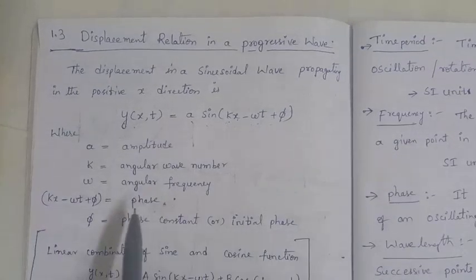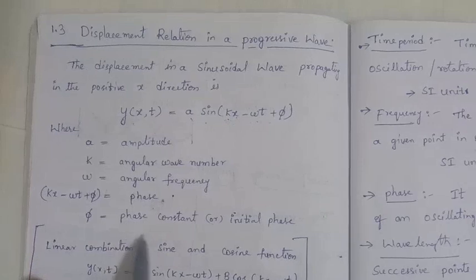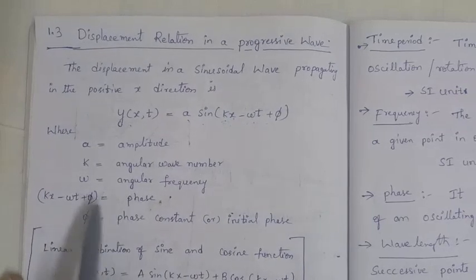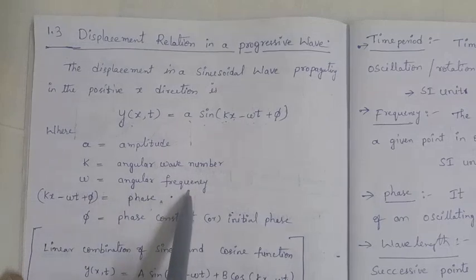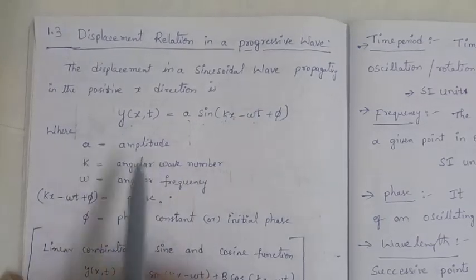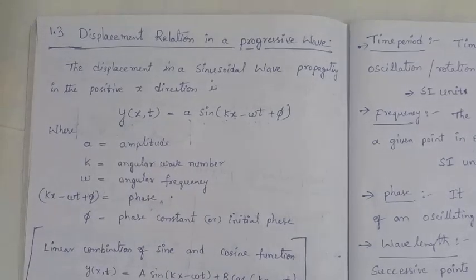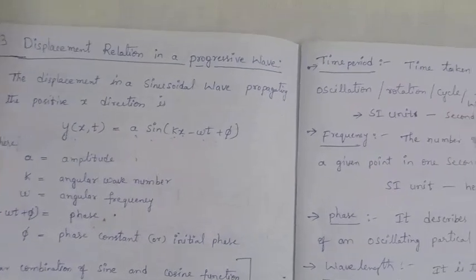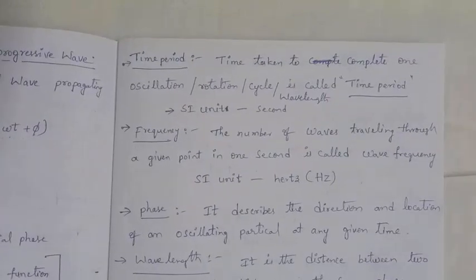So here phi means phase constant or initial phase. This complete expression is called the phase. Omega is equal to angular frequency, k is equal to angular wave number, a is equal to amplitude. So what is the definition of amplitude? The maximum displacement of a vibrating particle from its mean position in either direction is known as the amplitude. Its unit is meter.